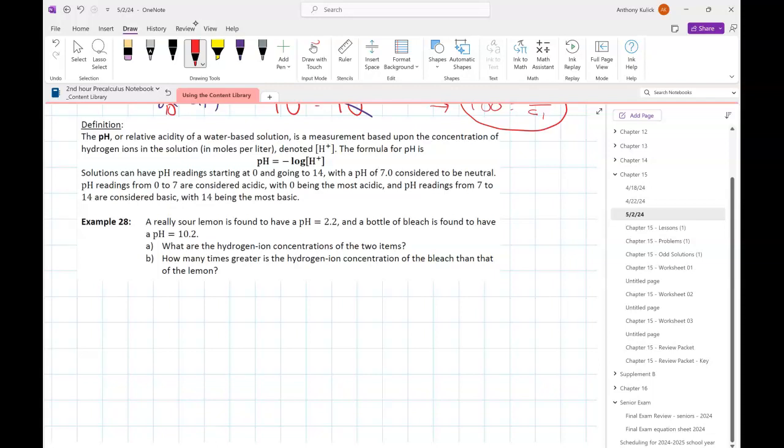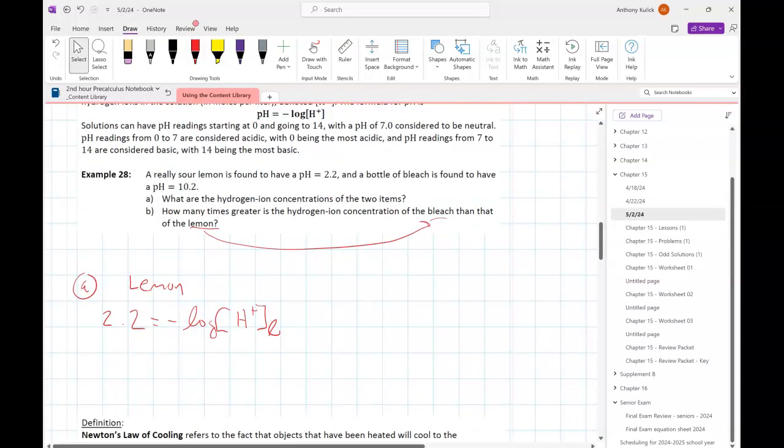What are the hydrogen ion concentrations of the two? And then how many times greater is that of the bleach than the lemon? I probably mean lemon than the bleach, but whatever. So let's do the lemon first. So 2.2 is the pH. That's going to equal the negative log of the hydrogen ions. And I'm putting an L subscript down here for lemon.